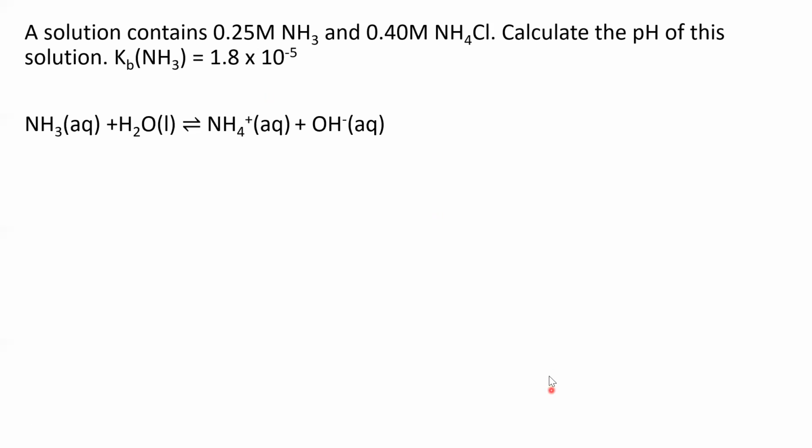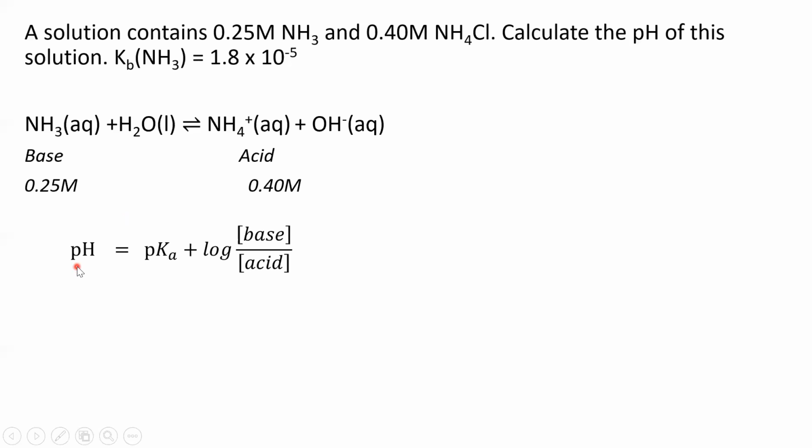Well, the first thing we want to do is write down that reaction so we know the chemistry that's involved. So we have the ammonia reacting with the water. Since ammonia is a base, the hydrogen ions go from the water to the ammonia, and we're going to produce ammonium and hydroxide. Okay. So we're going to use our Henderson-Hasselbalch equation. pH equals pKa plus the log of our base over our acid.